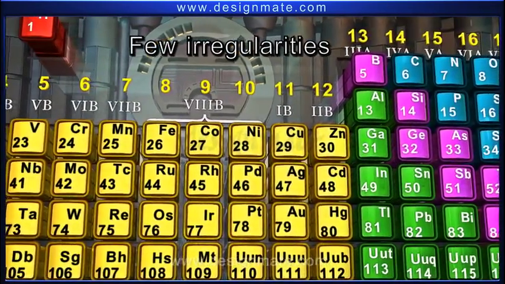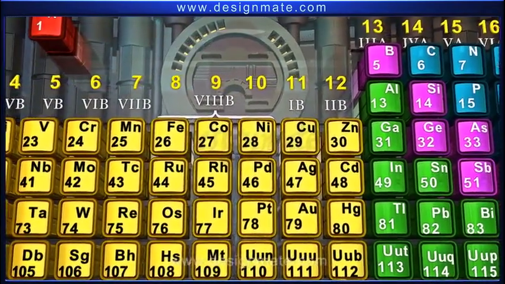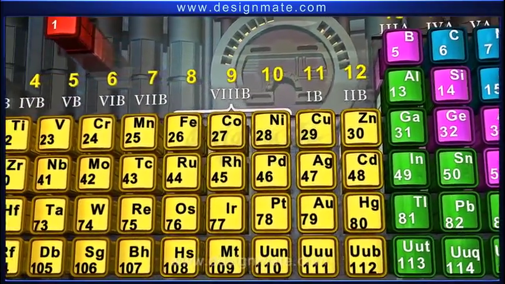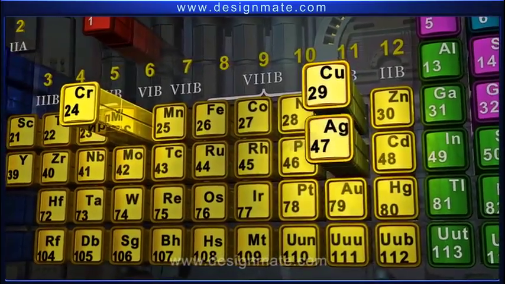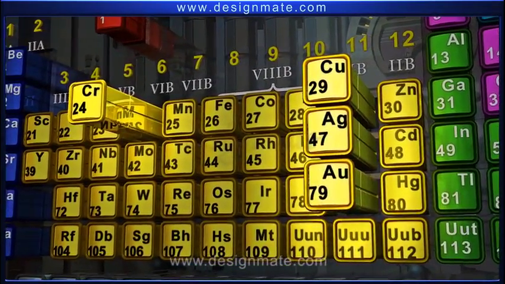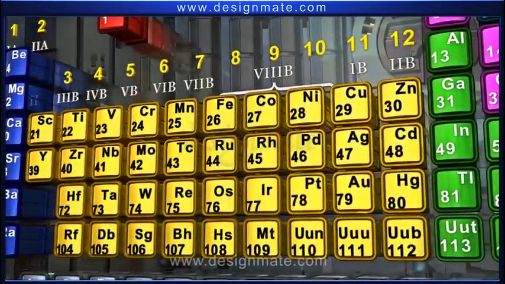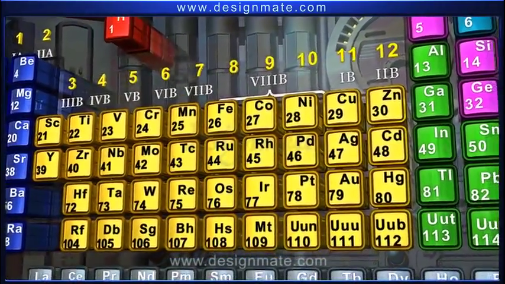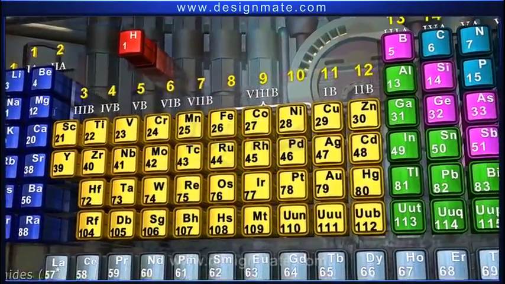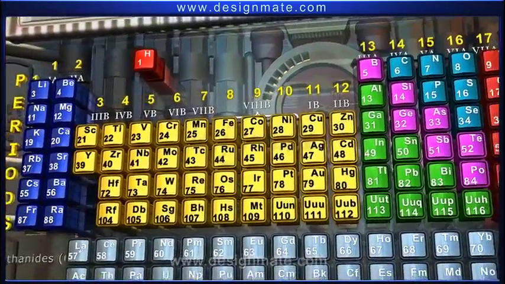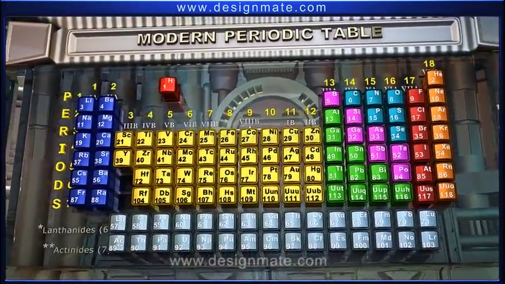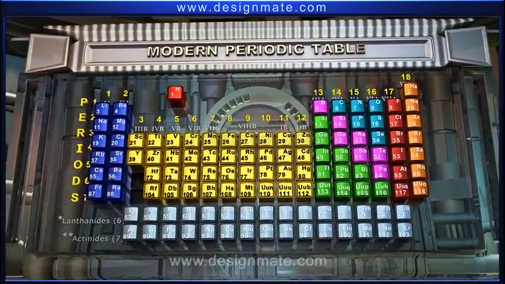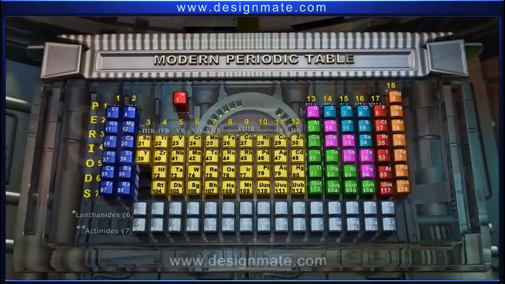However, there are a few irregularities shown by some elements in their configurations, such as that for chromium, copper, silver, gold, etc., which we will study in a separate topic. Despite these irregularities seen among the elements, it is possible to predict the position of most of the elements in the periodic table from their configurations, and vice versa.